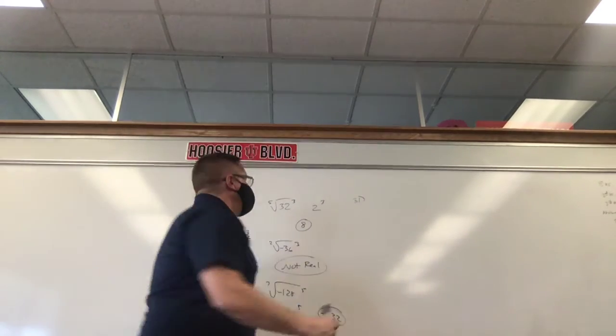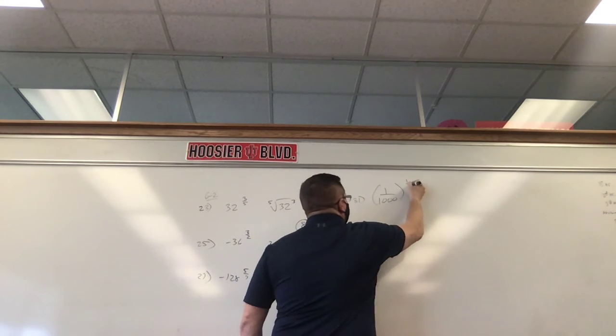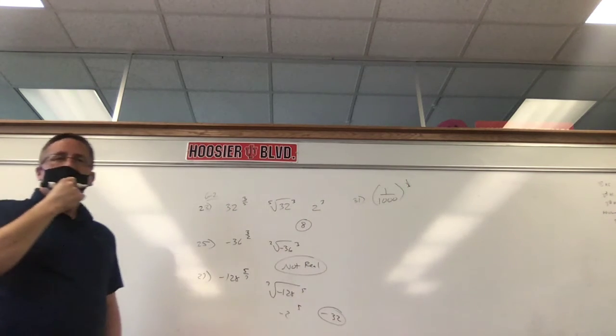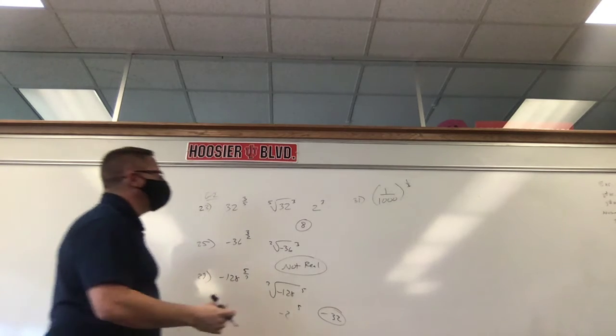1/1000th to the 1/3. This looks like a tough one. It's not that bad. And again, I've said this on every question, I'm going to say it again. I don't know what the answer is. So we're going to rewrite it. Let's rewrite it with radicals. The what root? What am I going to write first?